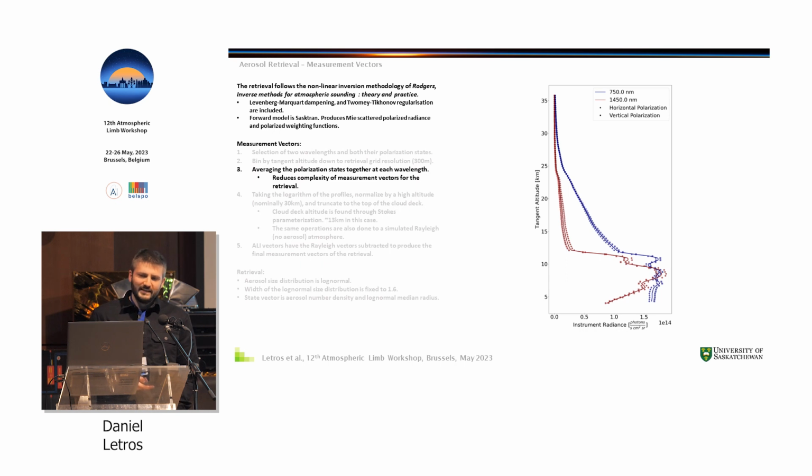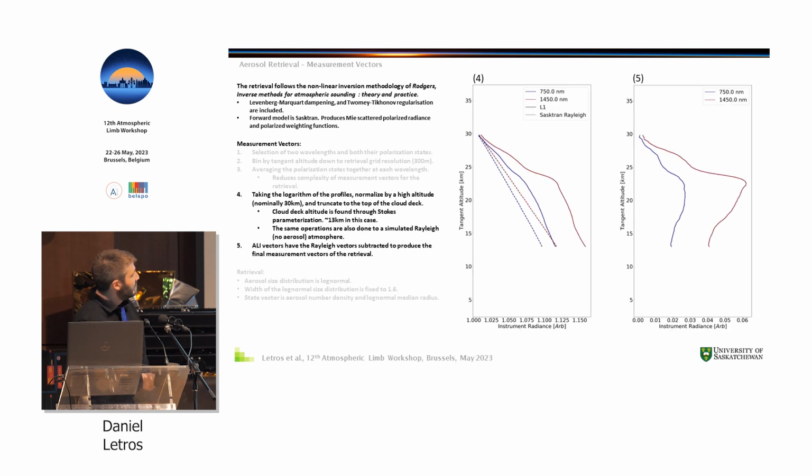I am throwing away some information here. I would rather not, but for now I'm having some trouble fitting to more complicated measurement vectors. But this is still a really nice way of making measurement vectors which are still polarimetrically dependent. Then I take these average profiles and I do what's usual for radiance or aerosol retrievals: I high altitude normalize them, take the logarithm of the profiles, and I also truncate them to the cloud deck. In this case, this cloud deck was found at about 13 kilometers, and I use the same Stokes parameterization I described before.